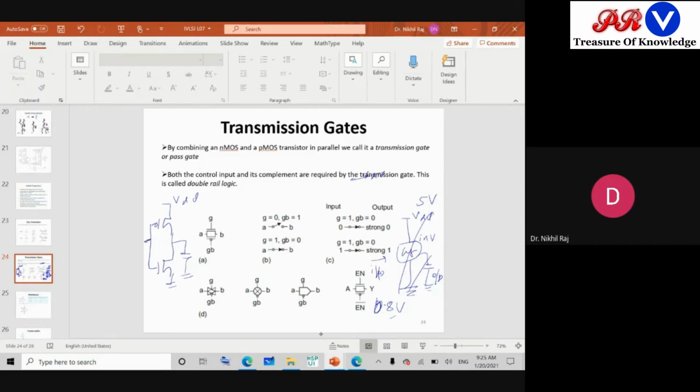So if my input is 0.2 volt, and my VTH is 0.8 volt, for example, what will happen when my input is low? Then this transistor will be turned on and this will be in the off condition. So I will get my VDD supply at the output, meaning the complete power supply is coming at the output, irrespective of the magnitude of the signal.